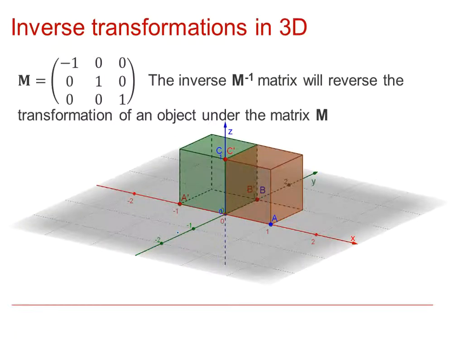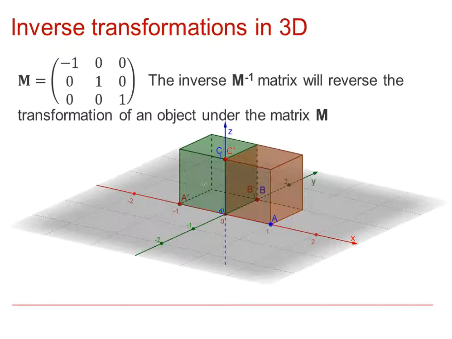Here we can see a matrix M which has reflected the red object in the ZY plane to create the green image, and this is the matrix that has achieved that. It's worth noting that the determinant of M would be minus 1. So the volume of the image and the object must be the same, but the orientation of the letters will be changed. The inverse matrix M minus 1 will reverse this transformation and take us back to where we started.